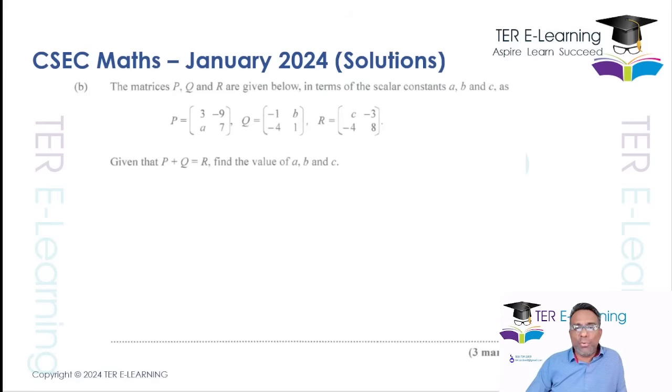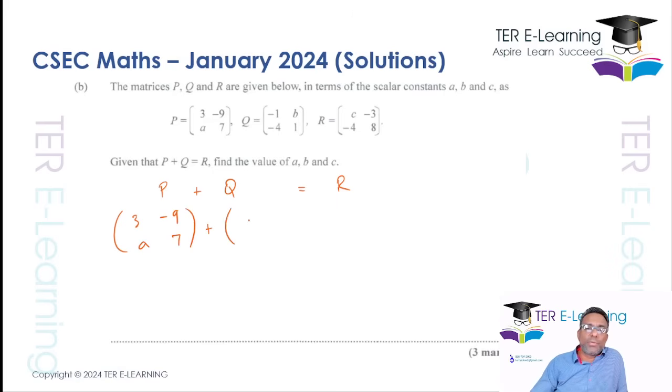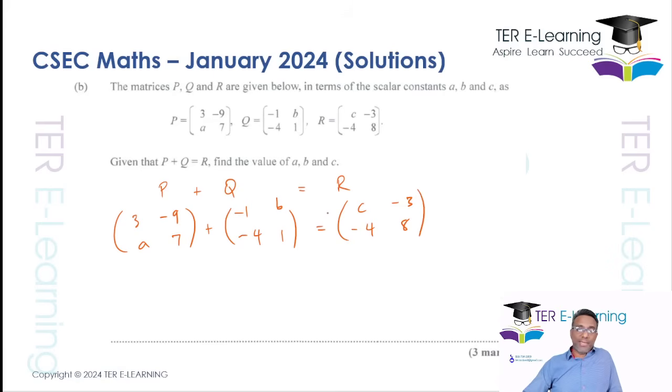Right, so now what we have here, P plus Q is equal to R. We have three matrices. So P plus Q is equal to R. So P in this case is 3, minus 9, E, 7, plus Q, which is minus 1, B, minus 4, 1, and R is given by C, minus 3, minus 4, 8, right? And we have to figure out what each of these things, what is A, B, and C.